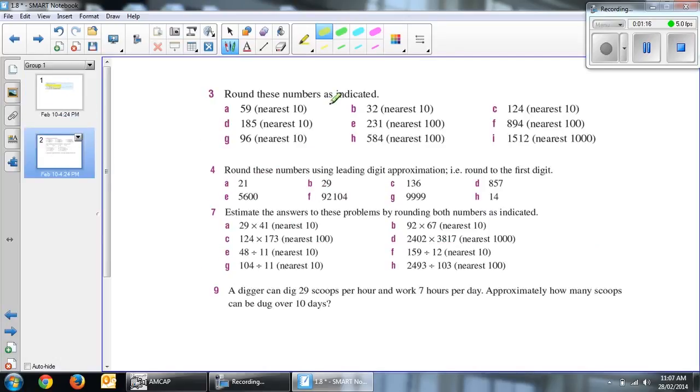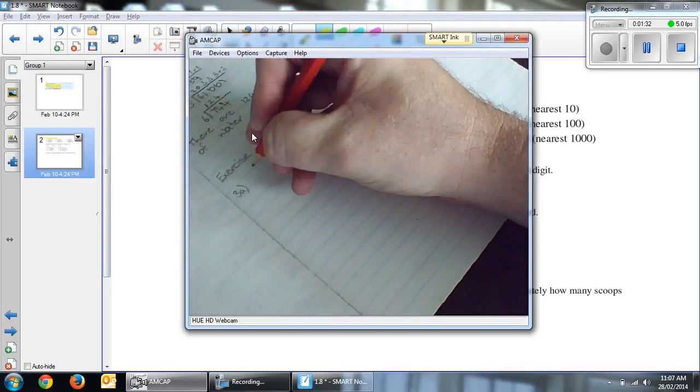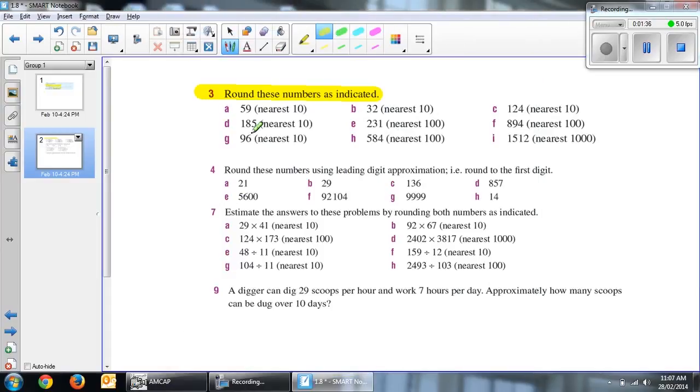Let's have a look at question 3 here. Round these numbers as indicated. So in your book, this would be very simple. It's just one answer. So 59 to the nearest 10. Well, 59 would go to 60. So your answer would be 60 there, because the 9 is higher than 4, and we round up.